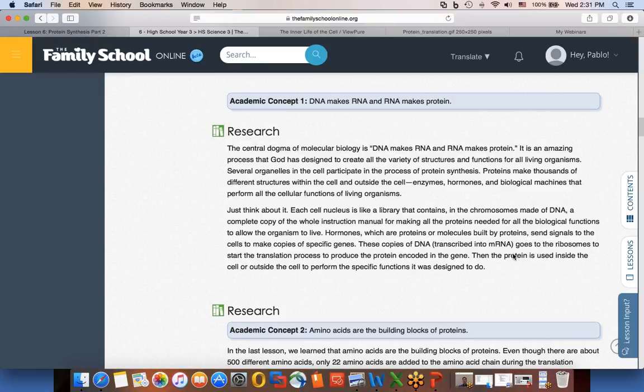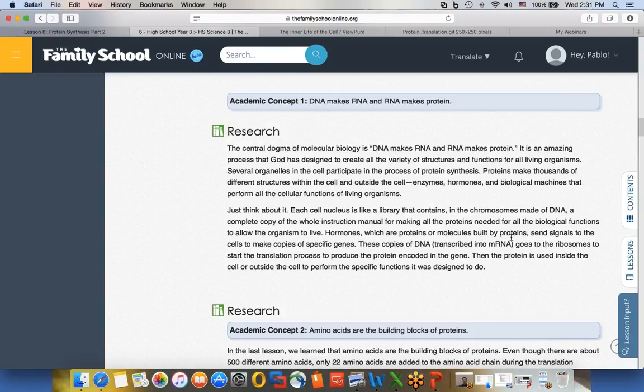Yeah, James, not DNA. DNA cannot be done the other way. Emmeline and Connor say protein. Can you see the academic concept there? DNA makes RNA, and RNA makes protein.